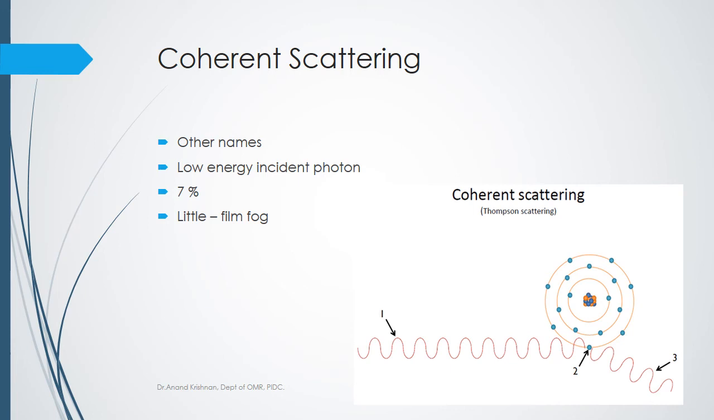But this coherent scattering is not something that we need for making a radiographic image. In fact, this is a very low energy photon which directly leads to film fog. It does not actually create an image, rather than creating an image, it actually causes an artifact. So up to 7% of coherent scattering can occur.